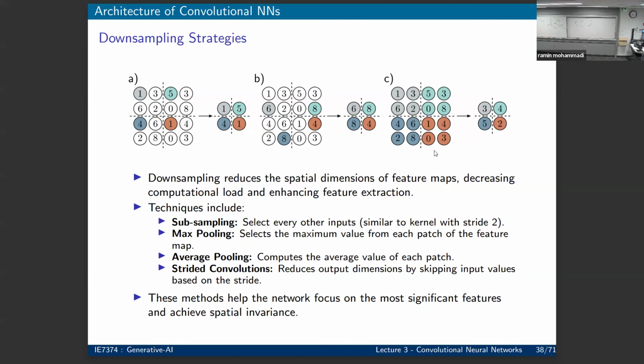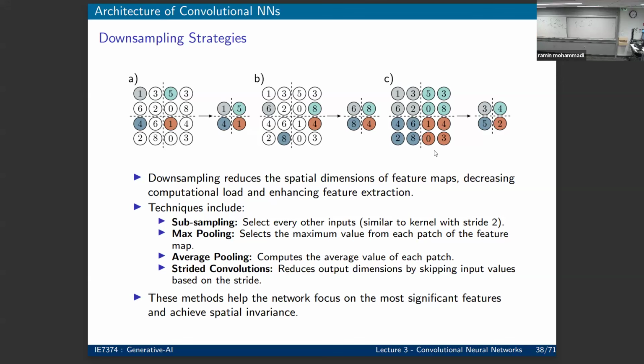Assuming you have a 2 by 2 kernel, you pick the maximum value and project it, so you drop the other ones. Your assumption is that the 6 here has enough information that you don't need the other ones. And then here, for example, you do average pooling, so you average the values into one, and so on.